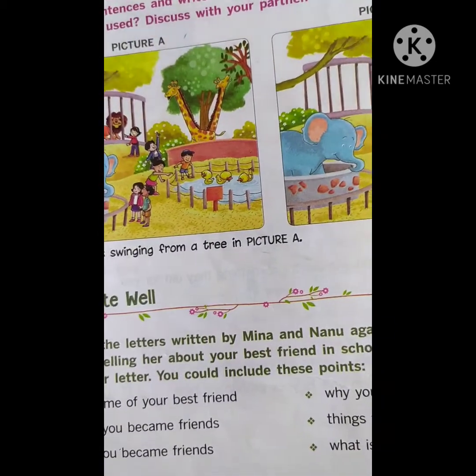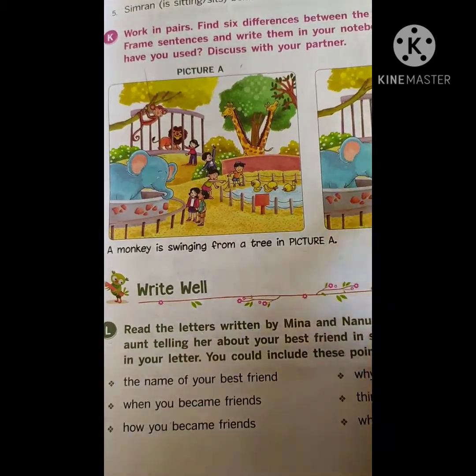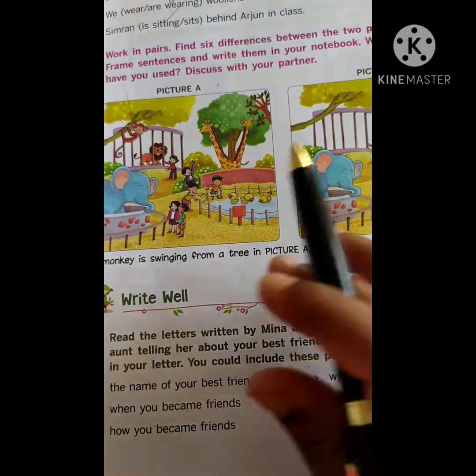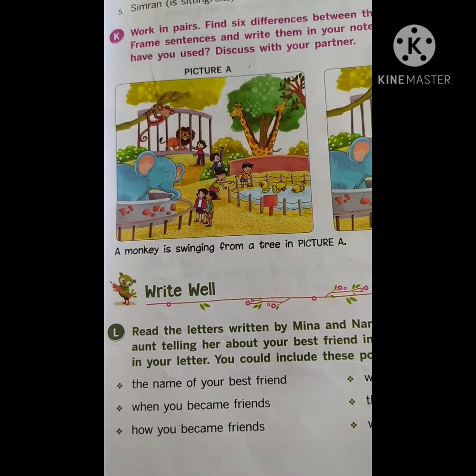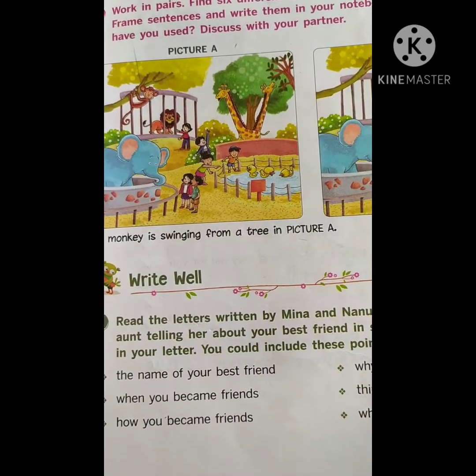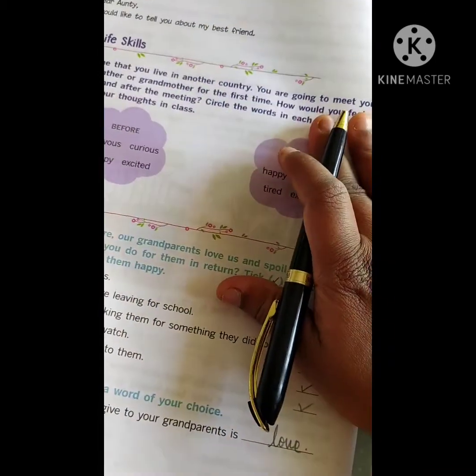Please write this and this. I want you to write the differences better. You will feel good after writing about this. And for writing the letter, you just go through the lesson and then you can write. Okay children, you can write in any of the books. Okay children, please turn the page.